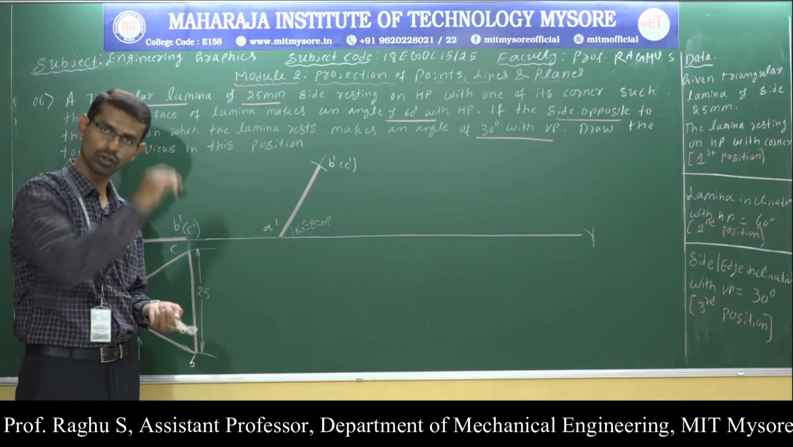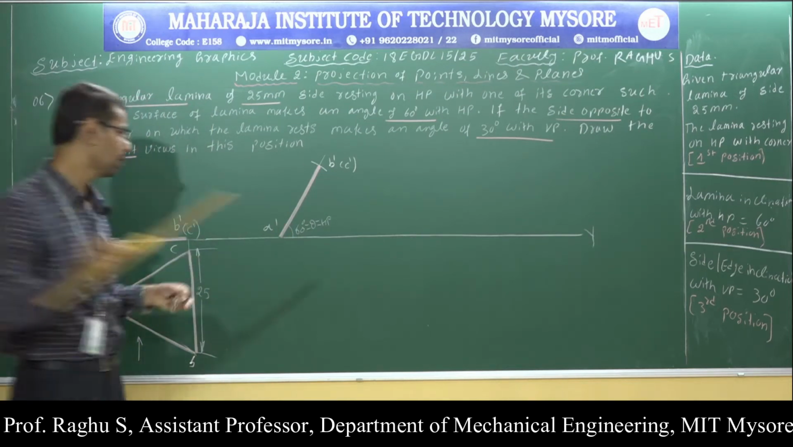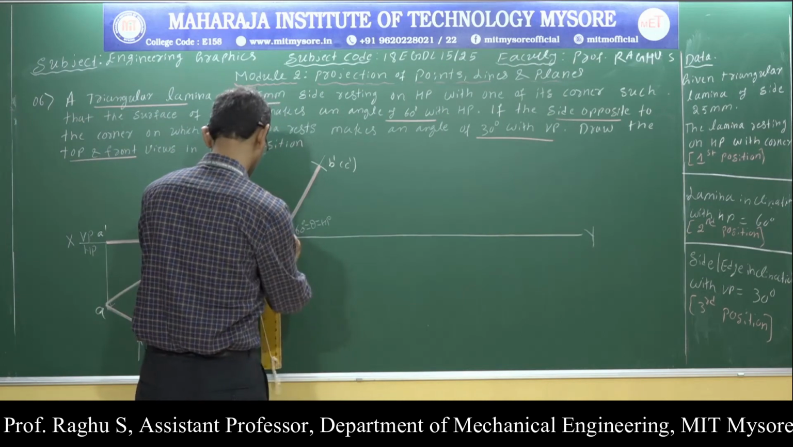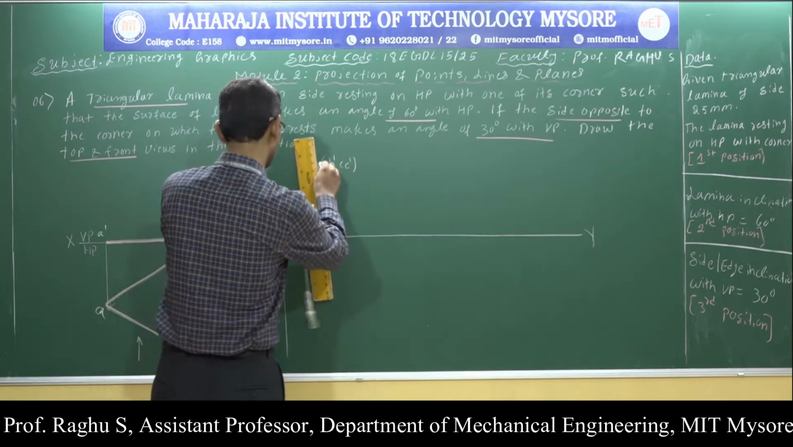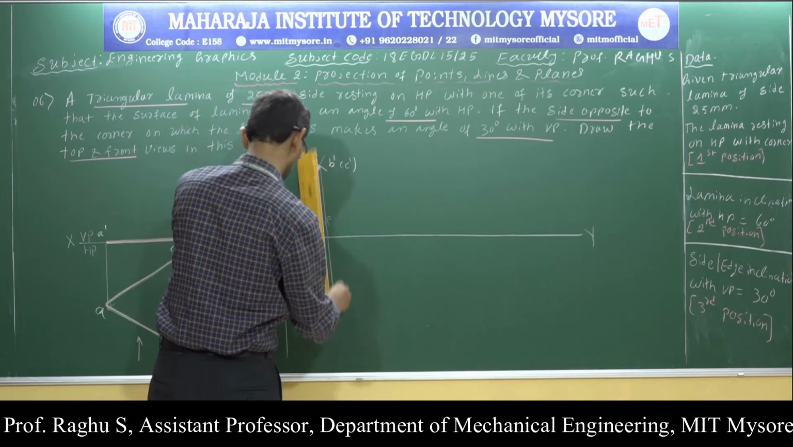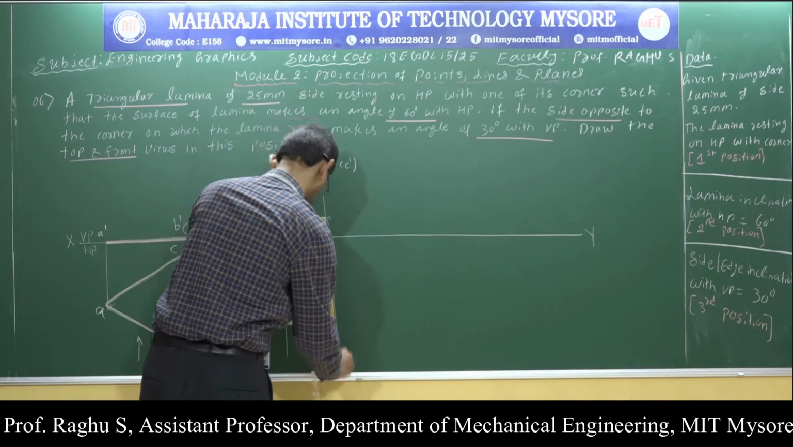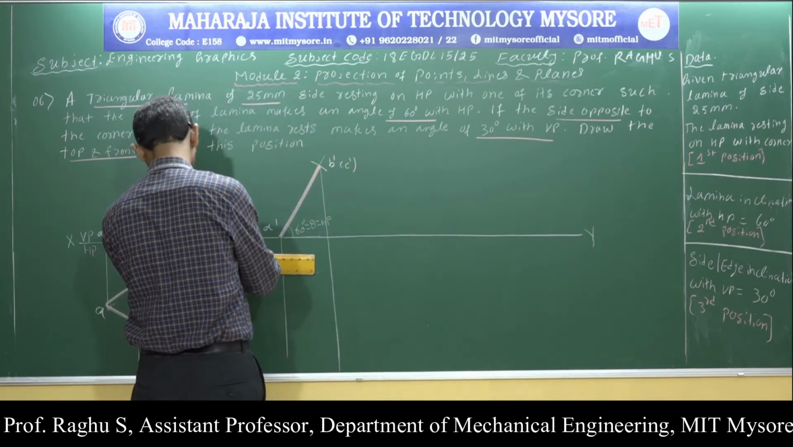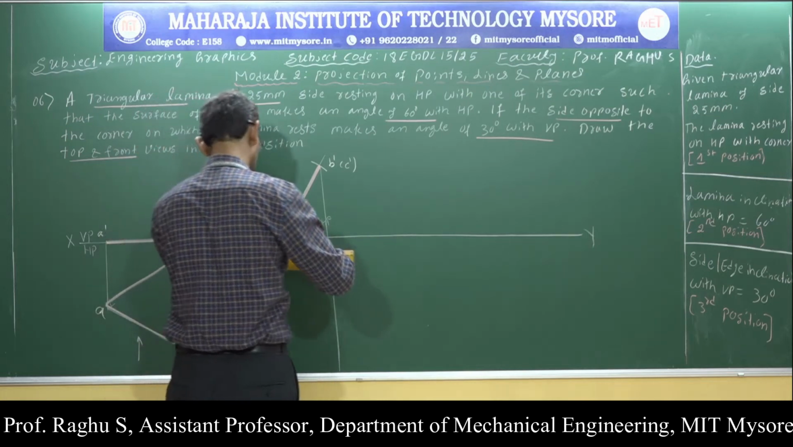Next, to get the second position top view, draw vertical downward projections. Next, draw horizontal projections.